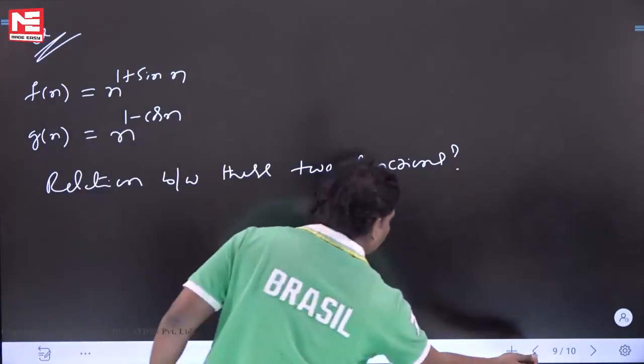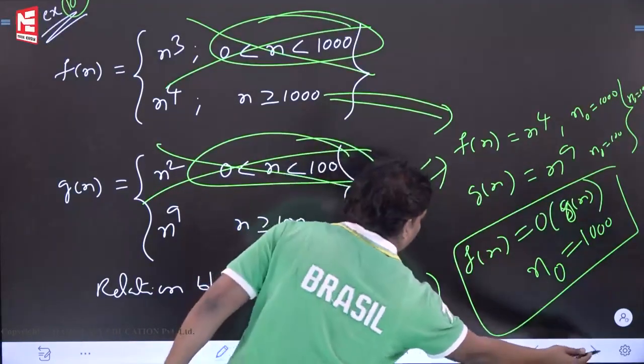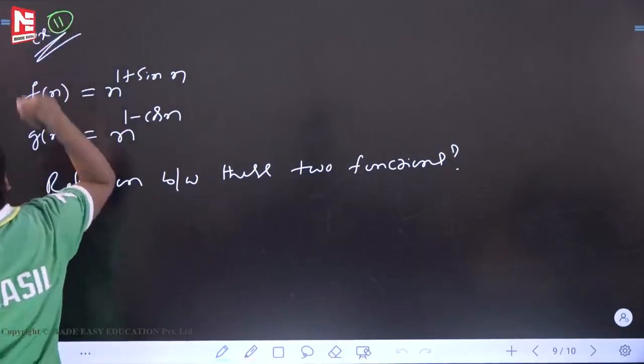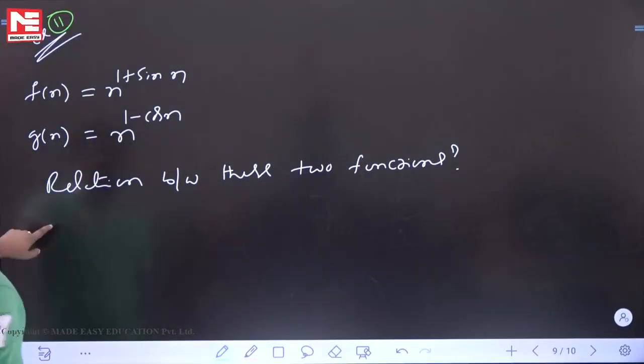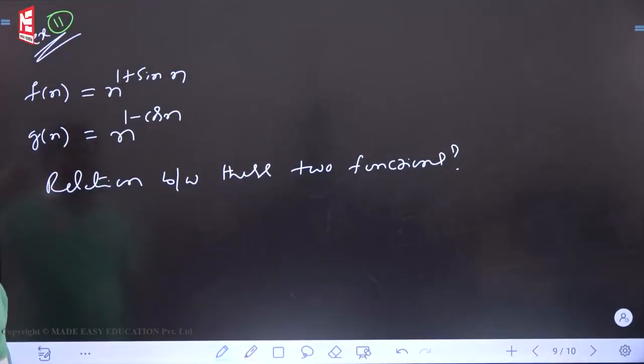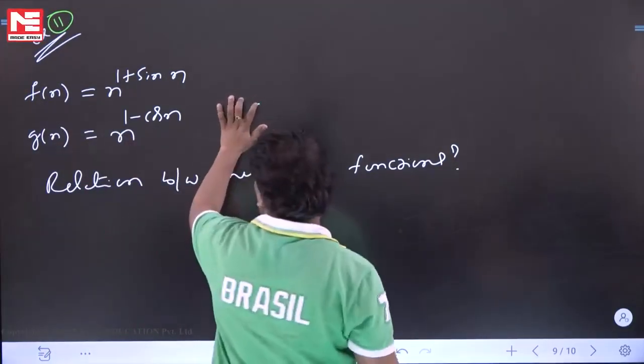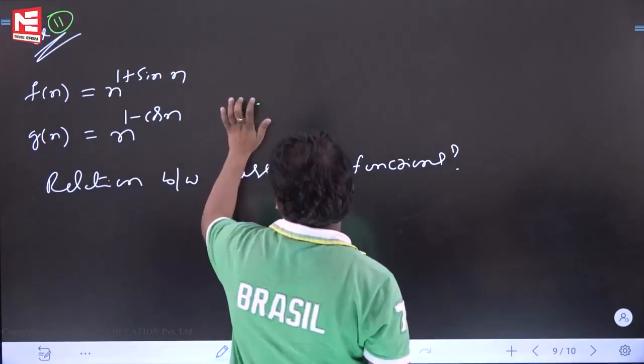What is the previous problem? I think 10. Now 11. It is the 11th problem. See the 11th problem. Fn is equal to n power 1 plus sin n. Gn is equal to n power 1 minus cos n. What is the relation between them? Two trigonometric functions are given, and they are asking what is the relation between them. We will see now.